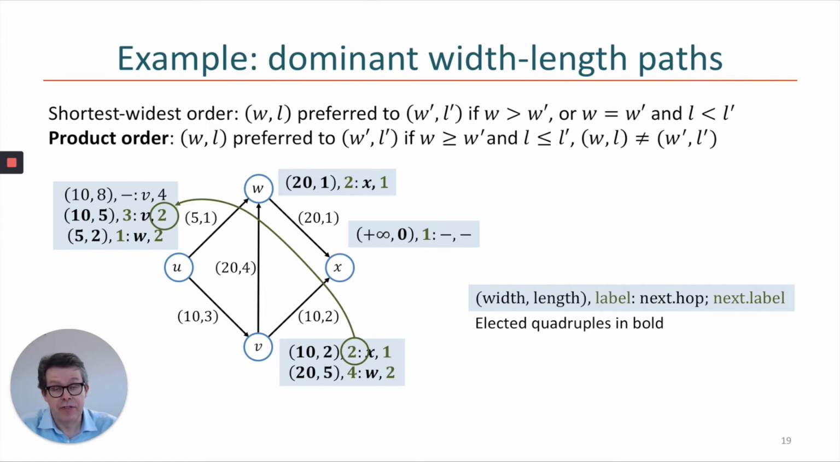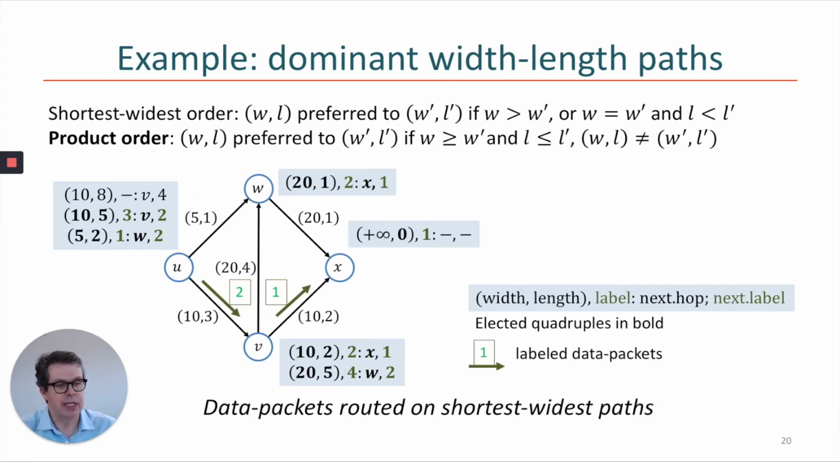10, 5 and 5, 2 are incomparable, and 10, 8 is less preferred than 10, 5. So the elected attributes at U are 5, 2 and 10, 5. If node U now wants to send data packets to X along the shortest widest path, all it has to do is locally identify 10, 5 as the shortest widest width length from U to X and read from the corresponding entry. It sends data packets to V with label 2. V switches the label from 2 to 1 and delivers the data packets to node X.